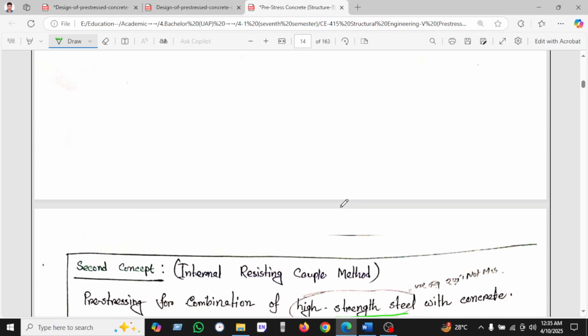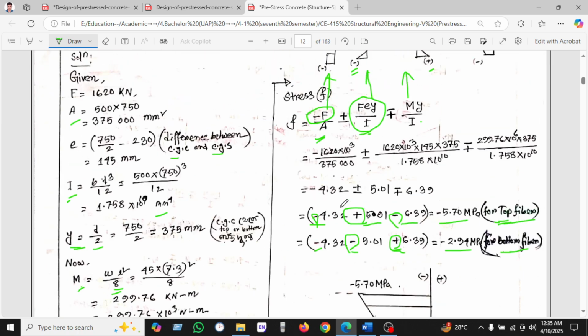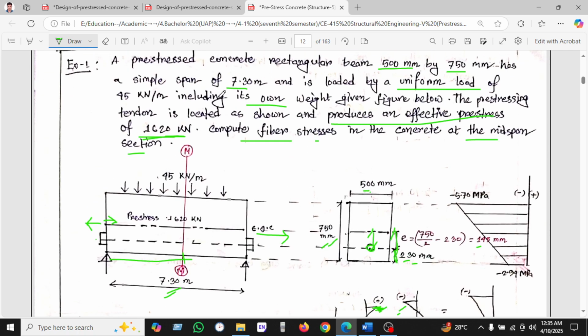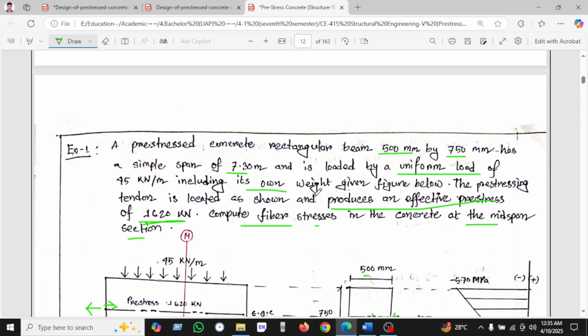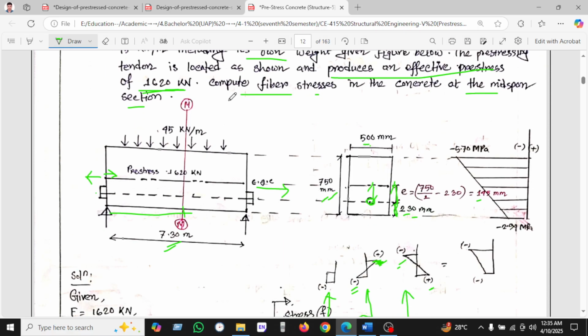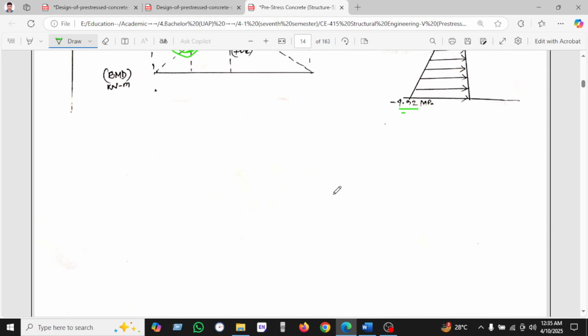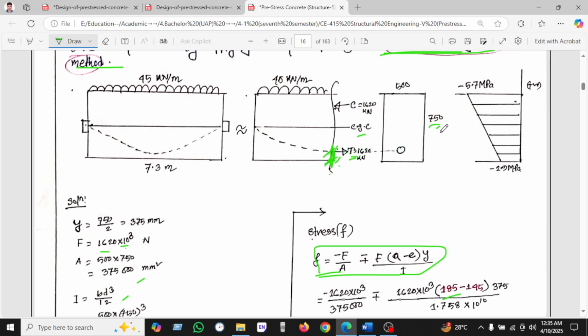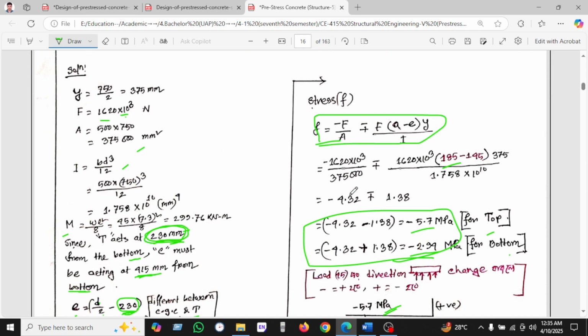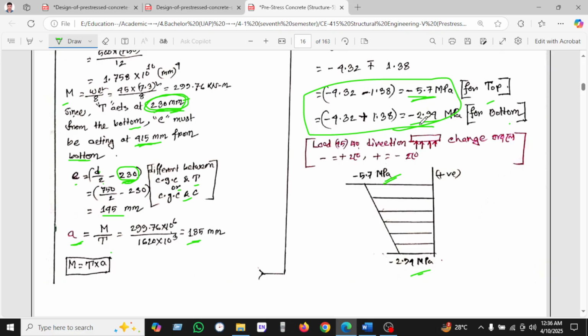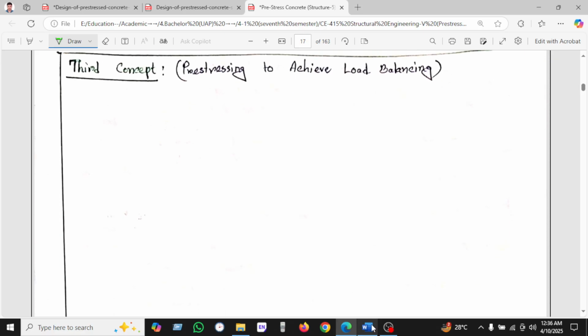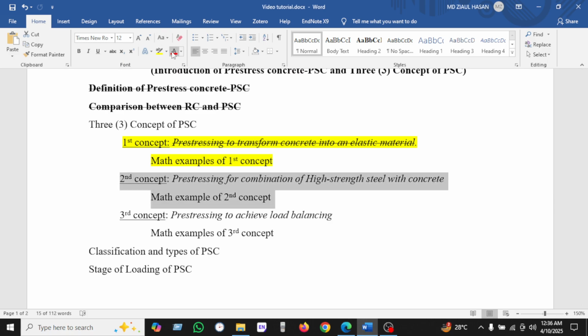So if we go to the first concept math example, we are using this first concept method to compute the concrete stress at the midsection. We found this value: at the top 5.7 and at the bottom 2.94. If we go to the second method, the internal resisting moment method, we find the same result, 5.7 and 2.94. So now these are the complete ones.